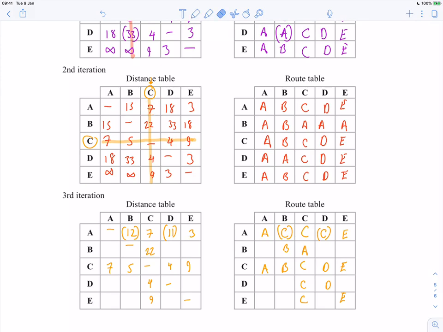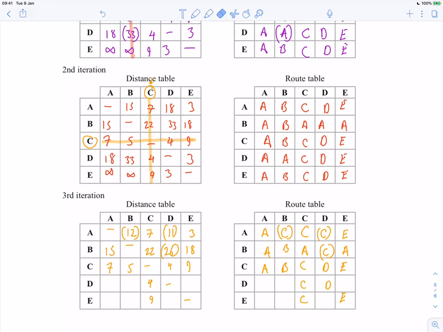Next column. 22 plus 7 is 29, so that stays as a 15, so that stays as an A. 22 plus 4 is 26, which is smaller than the 33. So that becomes a 26, and that gets replaced with a C. And 22 plus 9 is 31, which is not smaller than 18, so that stays, so that's an A still.